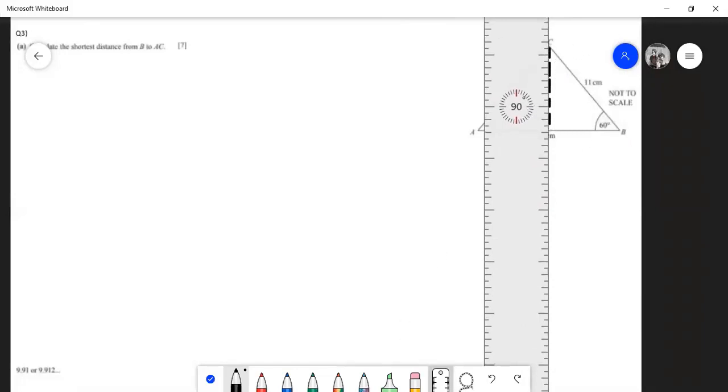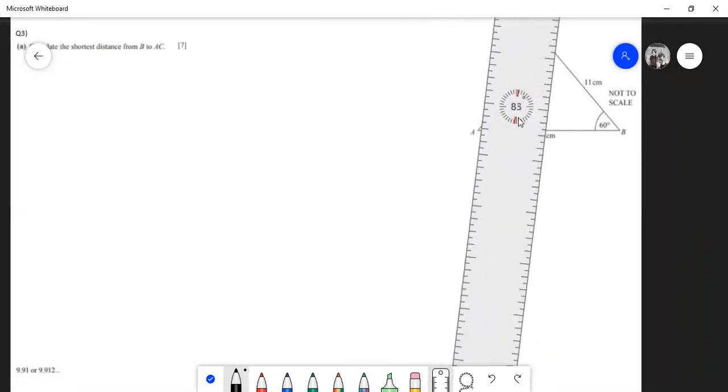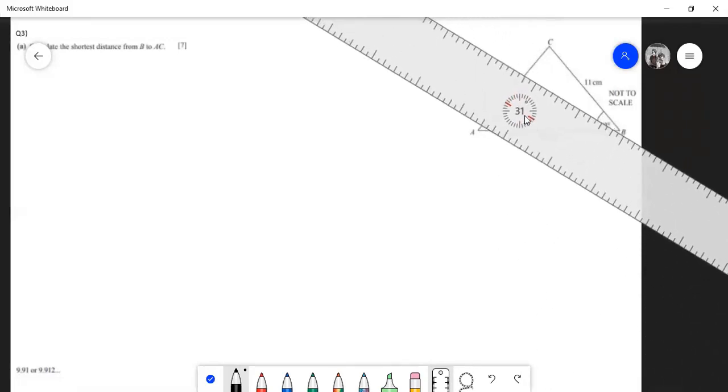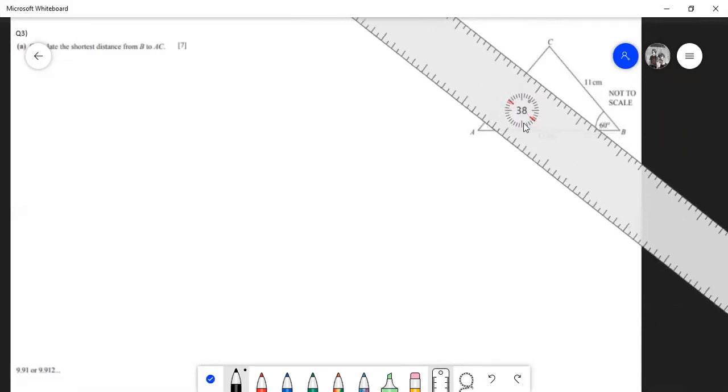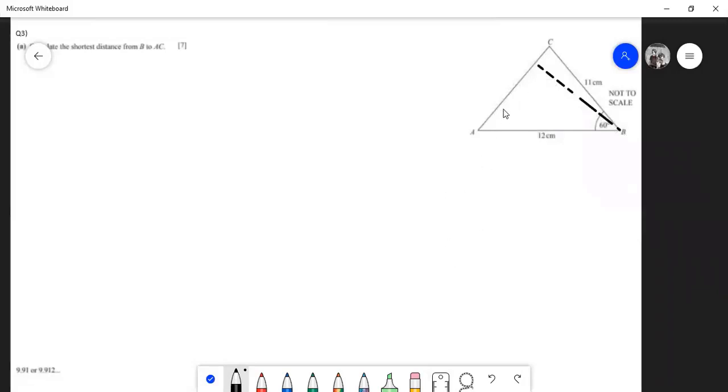Remember, shortest distance means the perpendicular height that we're looking for. So the question, I want to find the shortest distance from B to AC. B to AC, my bad. That's not what we're looking for. They say B to AC, which means the other way around. It should be like this. I'm just drawing an estimate, it won't be so accurate, but I think it's like this. That's how the 90 degrees is going to be. So there will be a 90 degree angle at this point here, and we want to find that length.